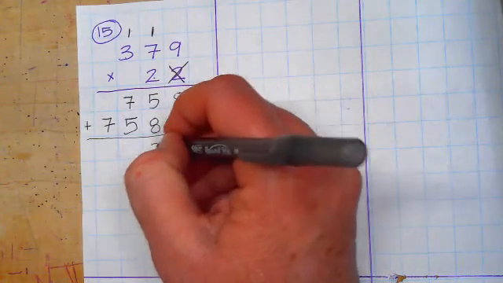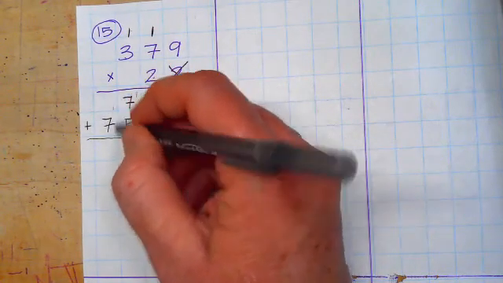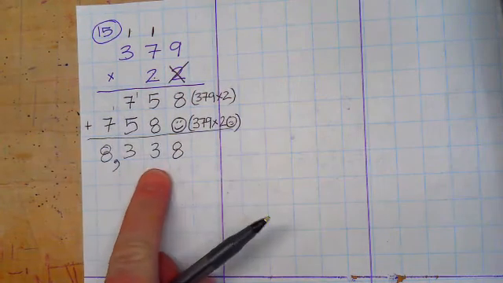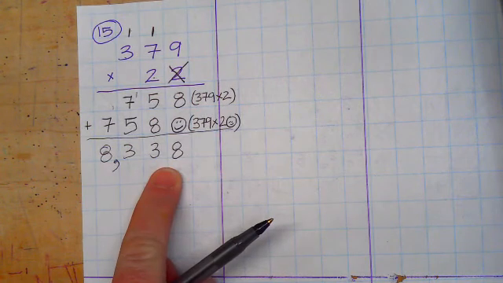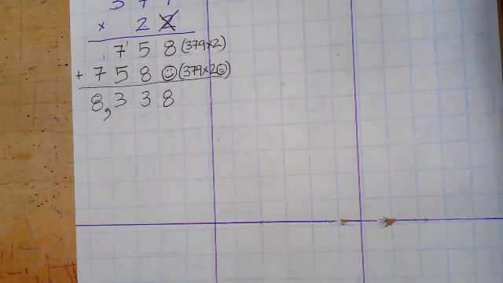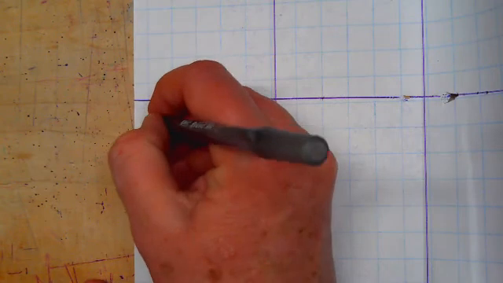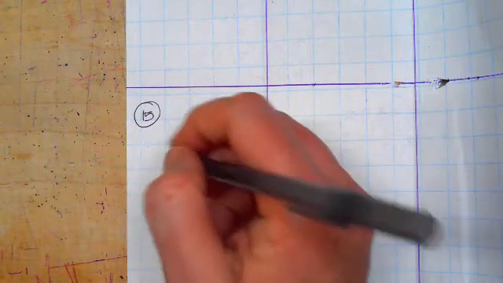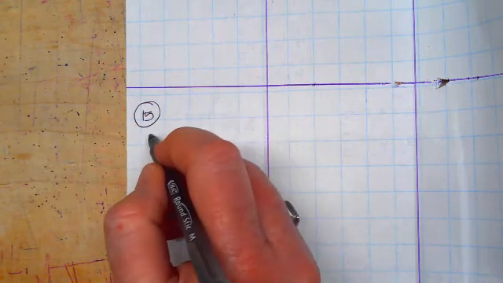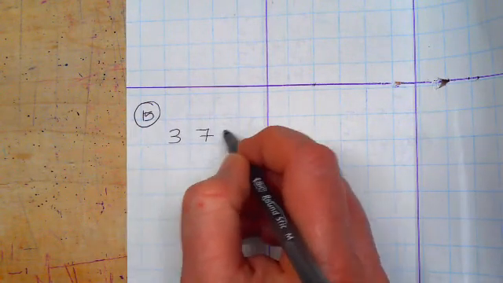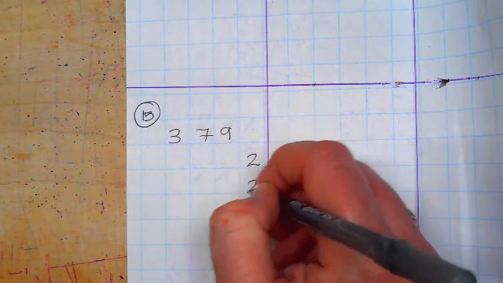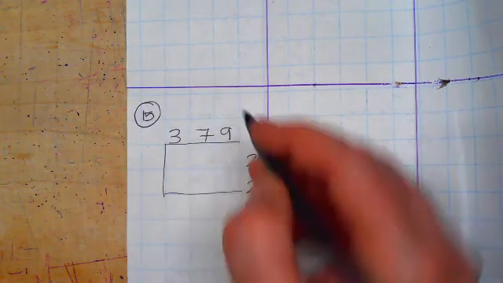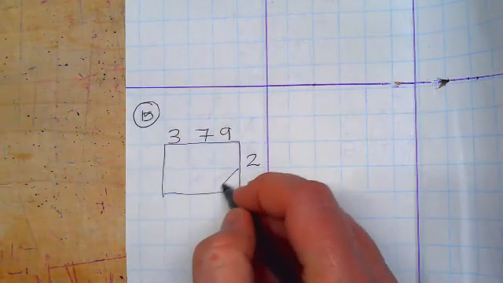Okay, now I'm going to add the partial products. So I end up getting 8,338 when I multiply them. Let's do it down here using lattice. So I need to have 3 boxes by 2 boxes. So I'm going to say, let's do 379 times 22. And I'm going to end up with 3 by 2.